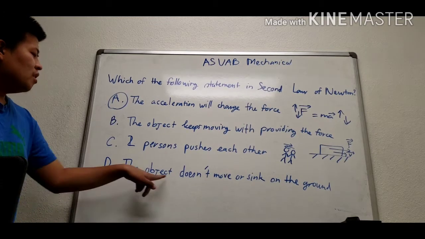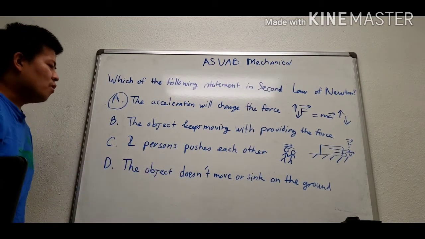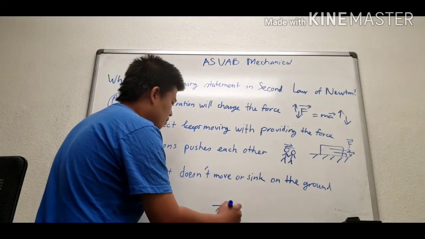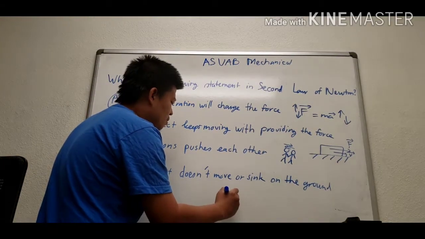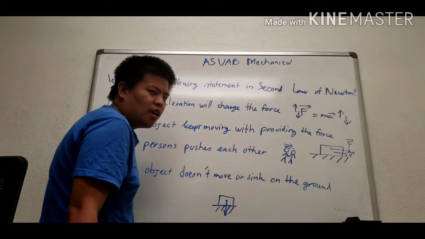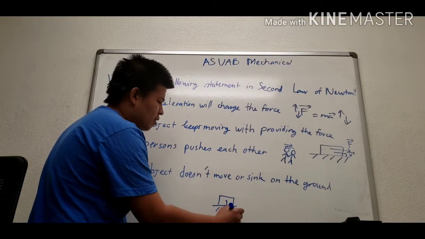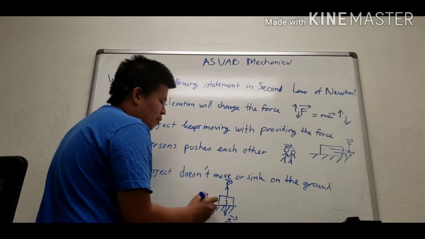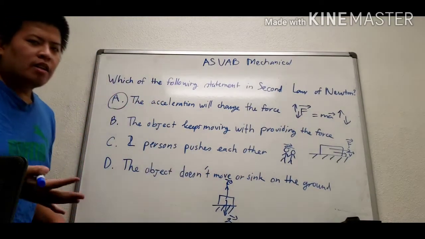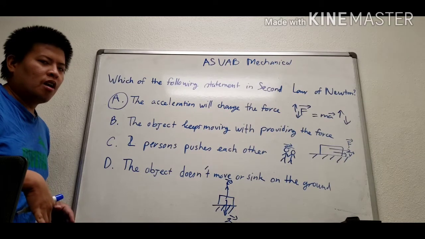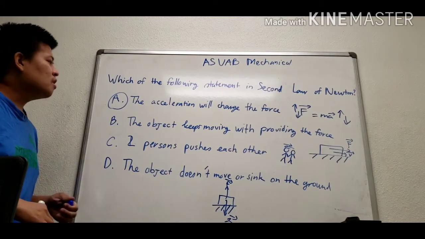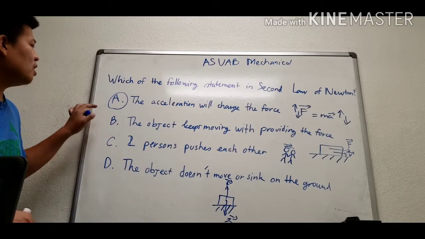The object doesn't move or sink on the ground. It means the object here is on the ground. But we have gravity below, and we have the force on the object that keeps it from sinking into the ground. So let's see, that's about Newton's first law. So the answer for this question is A.